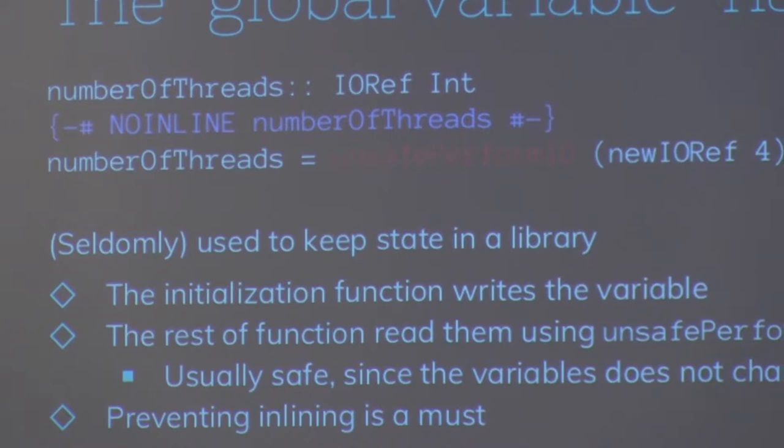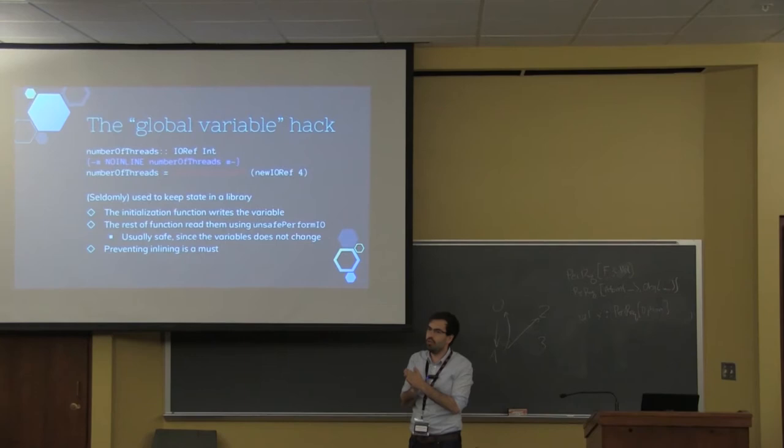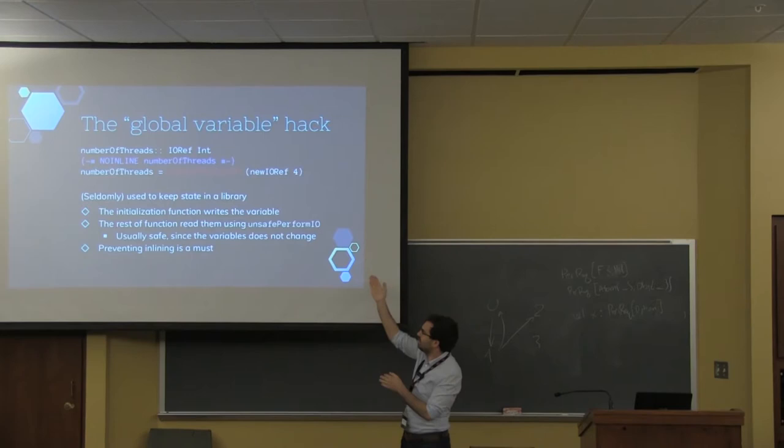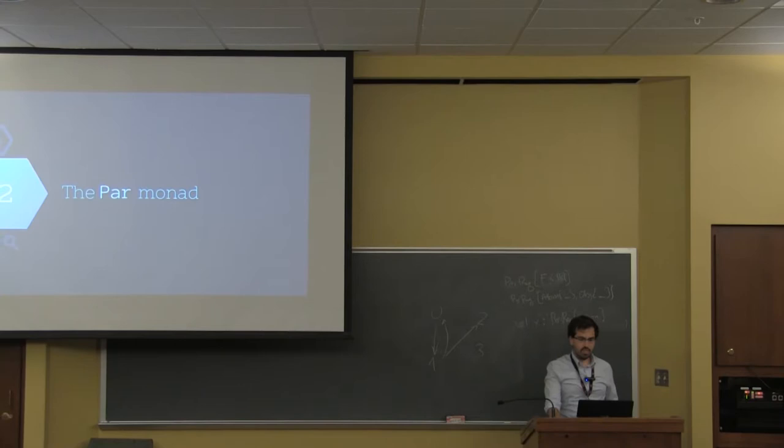Yeah, I mean you can just use your own reader monad to have this thing around. You now have implicit parameters you can use in GHC. There are many other ways. So if you go to the Haskell wiki and look up the global variable hack, you will find people discussing all kinds of things that you can do instead of doing this. So enough for global variables.